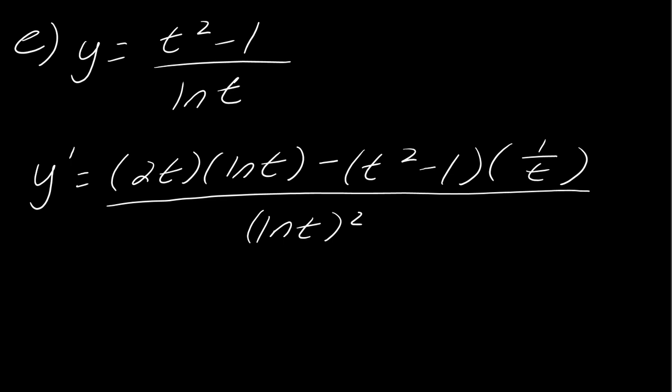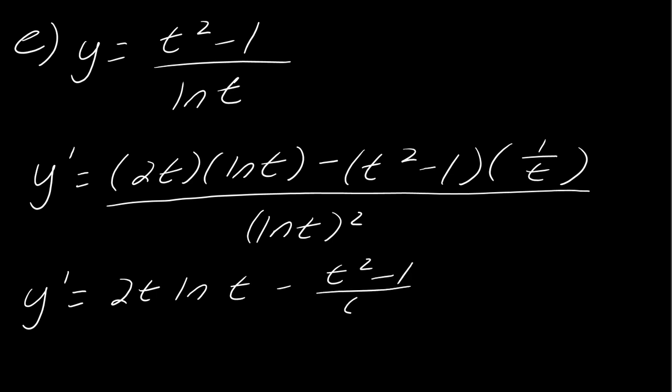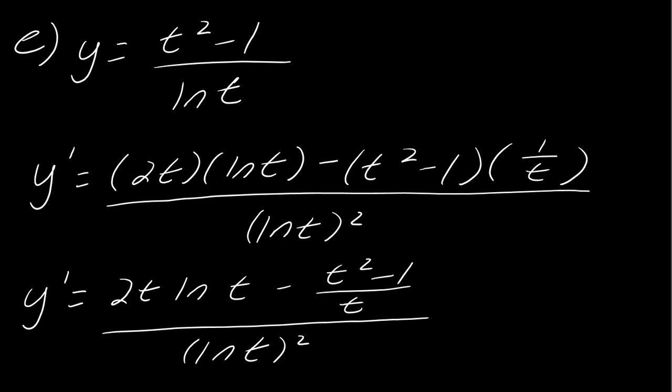And so now I would like to write this without any fractions. So this will be 2t times the natural log of t minus t squared minus 1, all of this over t, times the natural log of t squared. Now to get rid of the fraction, I'm going to multiply everything on top and on bottom by t so that I can get rid of the fraction here. So I'll make a little space.